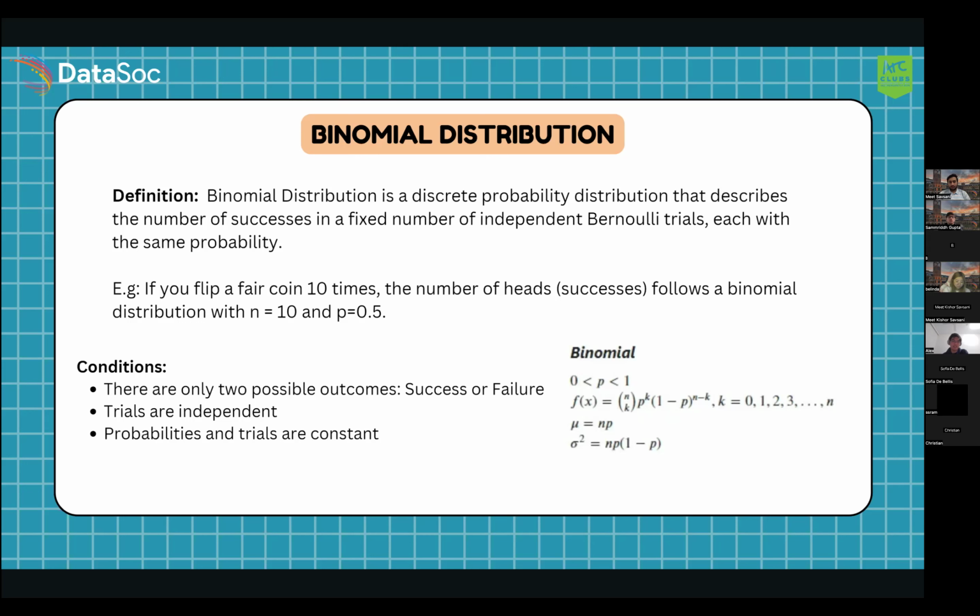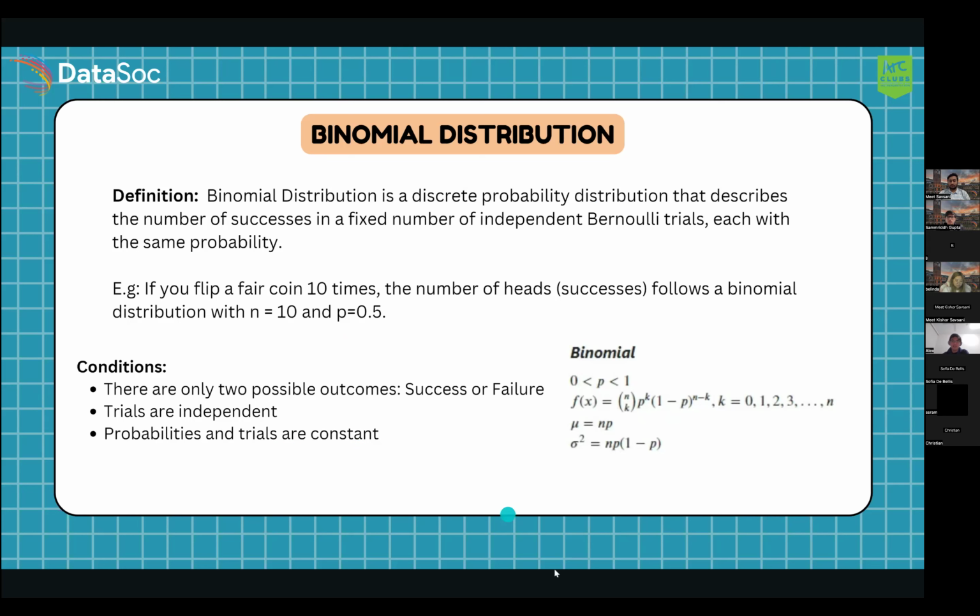There are 3 conditions that must be met for a binomial distribution. The first is that there are only 2 possible outcomes. Each trial must be a success or failure. The trials must be independent from each other, so they can't influence one another. If you flip tails one time, that result will not affect future results. And then probabilities and trials are constant. Every time you flip a coin, that coin has the same probability of getting a head or tails, and the number of trials is fixed.